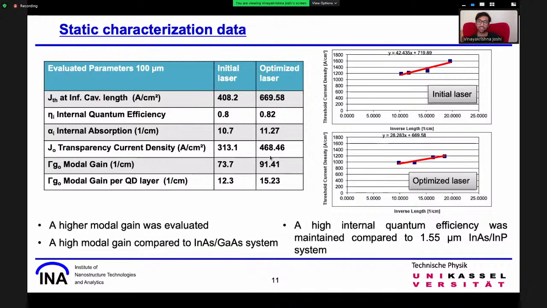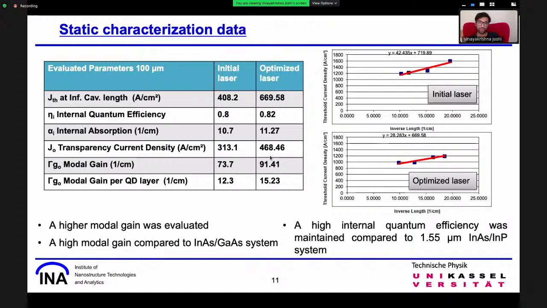In general, it gives insight on the device performing better with the optimized laser design when compared to a similar state-of-the-art quantum dot laser emitting at 1.55. The threshold current density at infinite cavity length and the transparency current density are already relatively low. Furthermore, the high internal quantum efficiency of 0.8 and 0.82 was maintained, whereas the typical values of 1.55 indium phosphide devices range from 0.4 to 0.6.